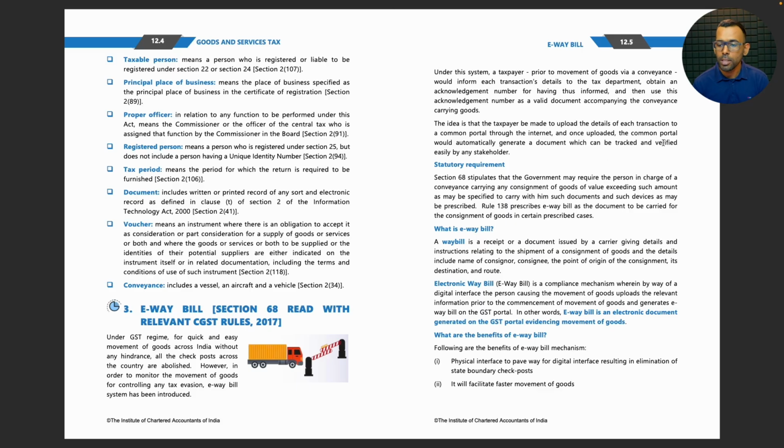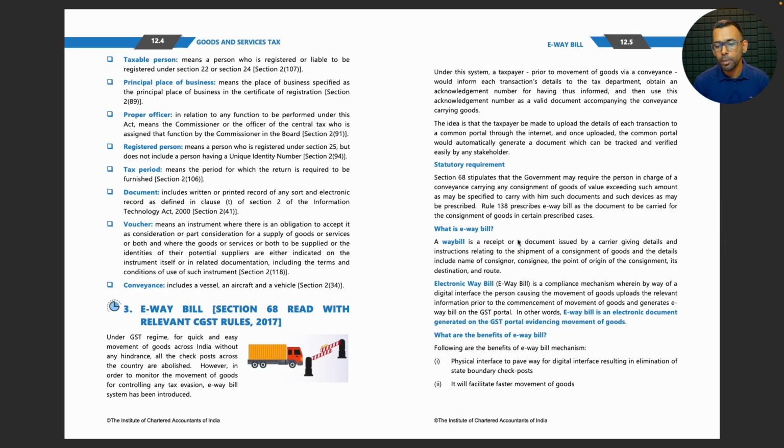So again, we saw this previously. It is only talking about such amount, such documents, such devices as may be prescribed. So we will be reading this in the future, that such amount is 50,000 rupees and such documents is about your invoice, bill of supply, delivery challan as the case may be, and such devices is that you have this RFID and all, something we saw, isn't it? Your e-way bill electronic number or electronic invoice number, you have to carry all those things. Rule 138 prescribes e-way bill as the document to be carried for the consignment of goods in certain prescribed cases.